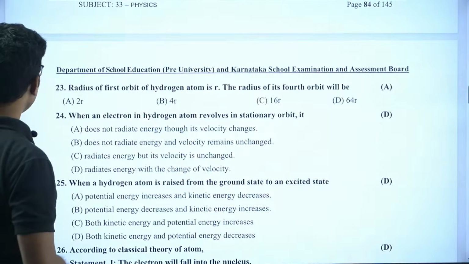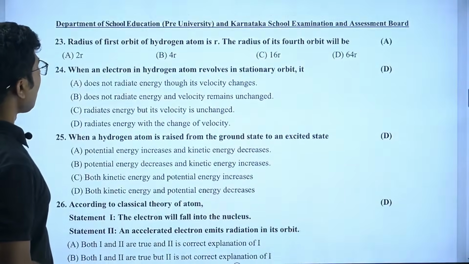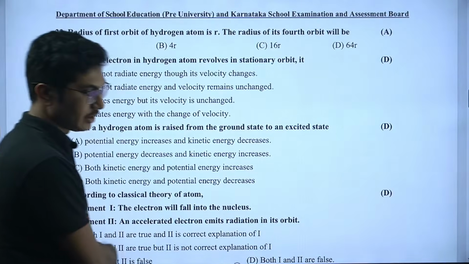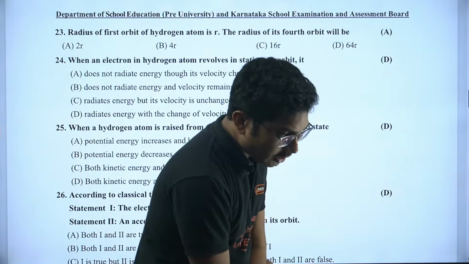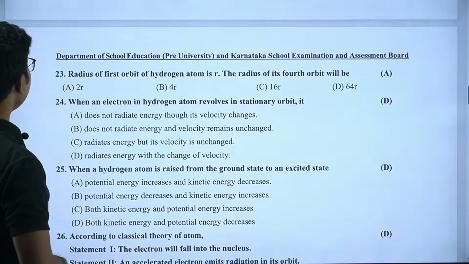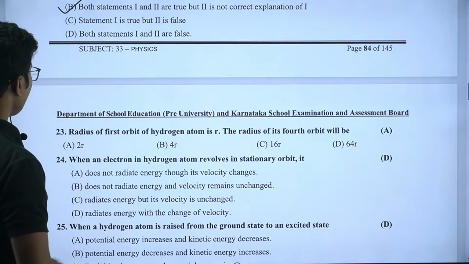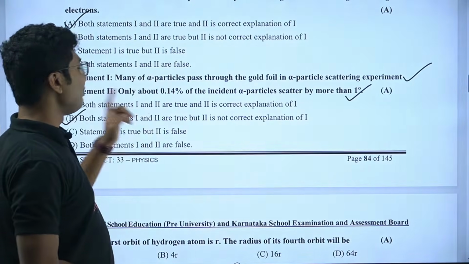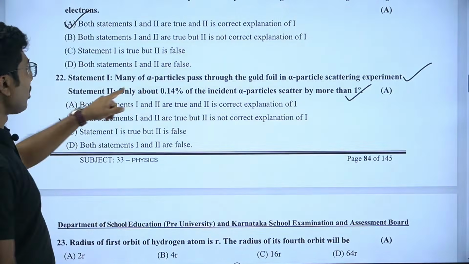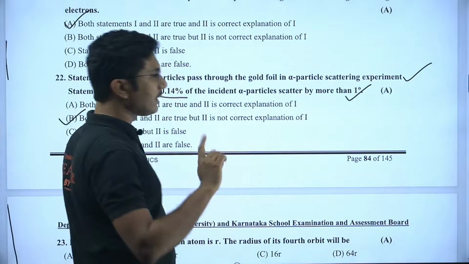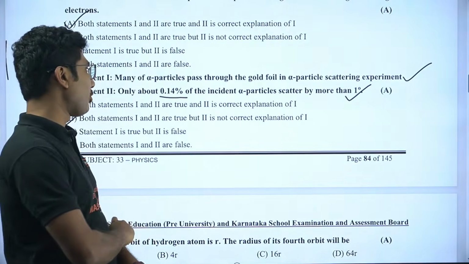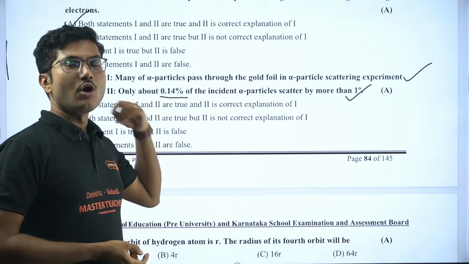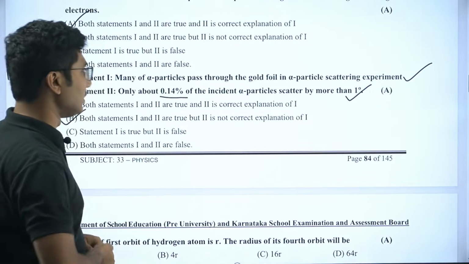Next question. Radius of the first orbit of hydrogen atom is smaller. The radius of its fourth orbit will be. Okay. Not 22C, Pooja, 22B. Both statements are true individually, but it is not the explanation. So not C, but B should be the correct answer. It is not false. 0.14% actually scatter more than 1 degree. 0.14% means most of the particles go straight, only 0.14% scatter more than 1 degree, and even 1 in 12,000 comes back directly.